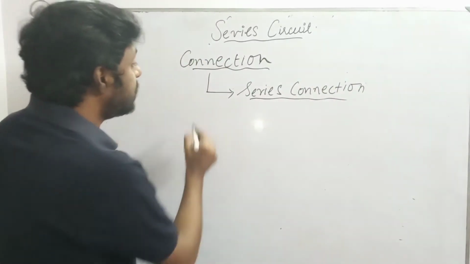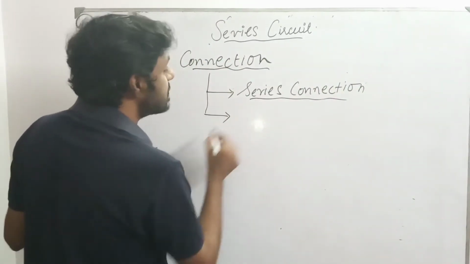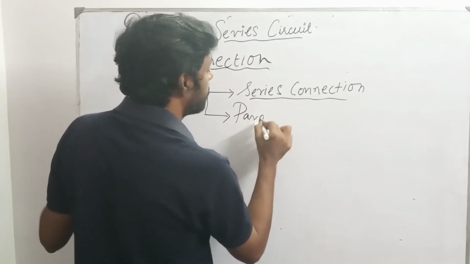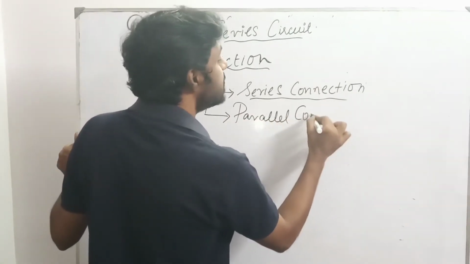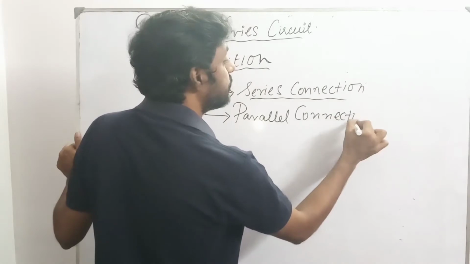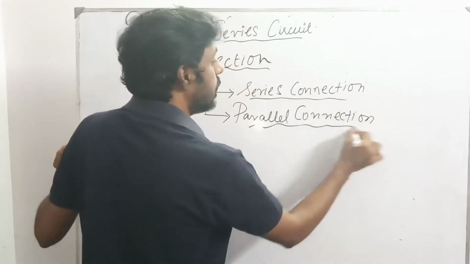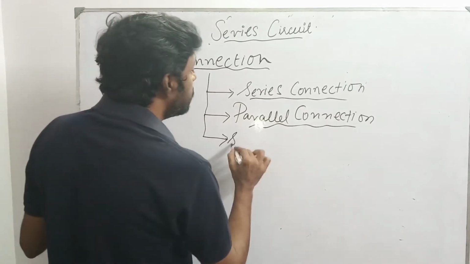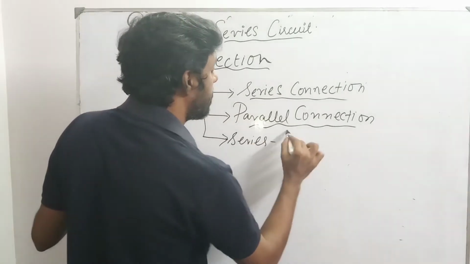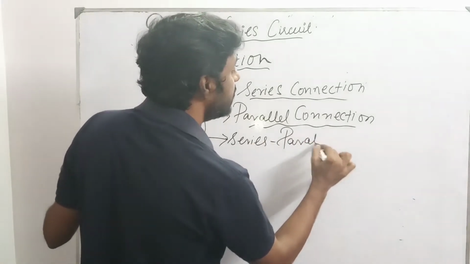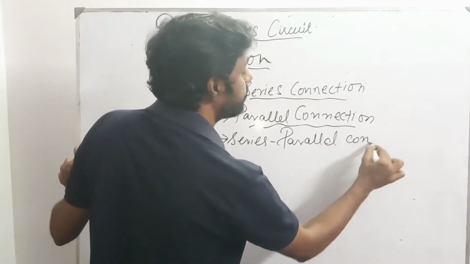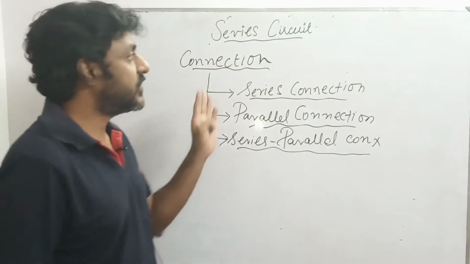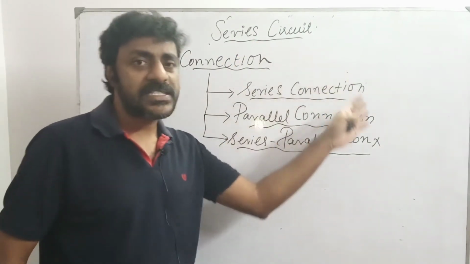The next one is called the parallel connection. And the third is the series-parallel connection. So these are the three important connections as far as an electrical circuit is concerned.